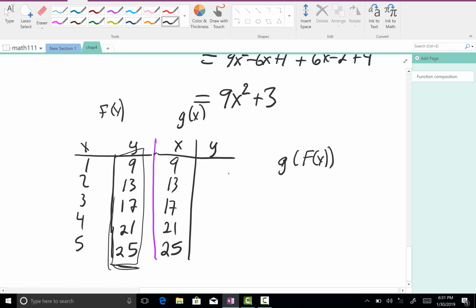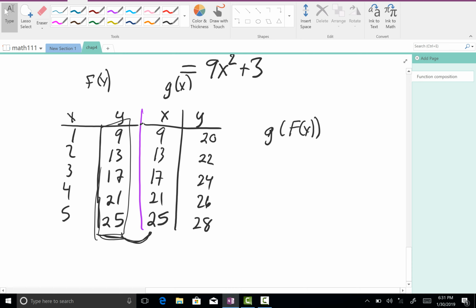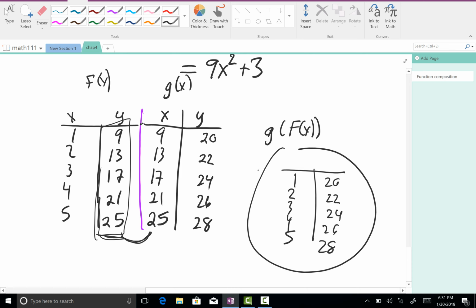Now, I don't know what the g function looks like, again, I'm just going to make some stuff up. But the important idea is right in this part here. Now, the whole thing then, if we looked at this composition, it would look like this: 1, 2, 3, 4, 5, 20, 22, 24, 26, and 28. So the final answer is right here.